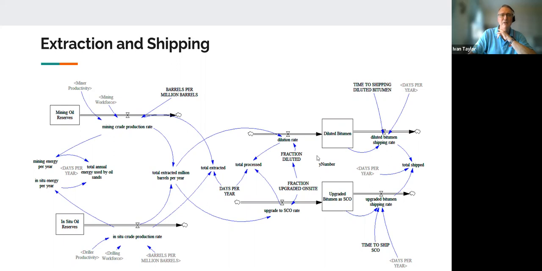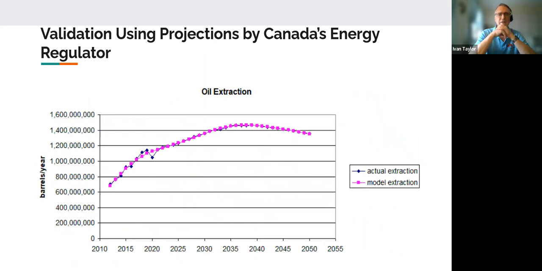This is a validation that we did that compared the results of the model to projections by Canada's energy regulator. The nice thing about this result is that Canada's energy regulator used real data for the period 2010 to 2020, and you can see this dip in production during COVID, and then they projected into the future until 2050. This is based on the energy regulator's best estimate of the policies that the government will put in place and various issues like pipeline construction and technology improvement.